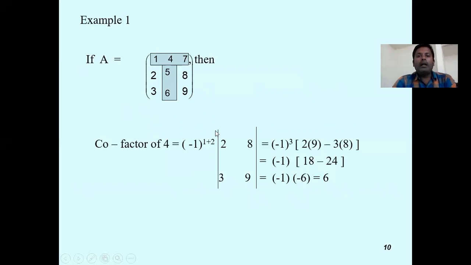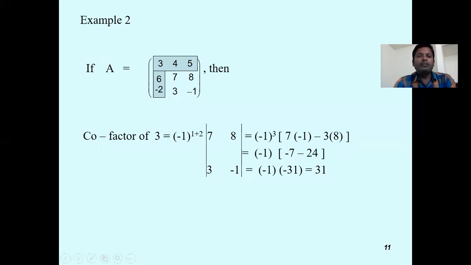1 plus 2 and the minor of the element. The corresponding row and corresponding column are neglected. The remaining elements are 2, 8, 3, 9. Writing 2, 8, 3, 9 means we write ad minus bc. Then (minus 1) to the power of 1 plus 2 means minus 1 cubed. 2 into 9 minus 3 into 8, that is 18 minus 24, which is minus 6. We get minus 1 into minus 6, which is equal to 6.